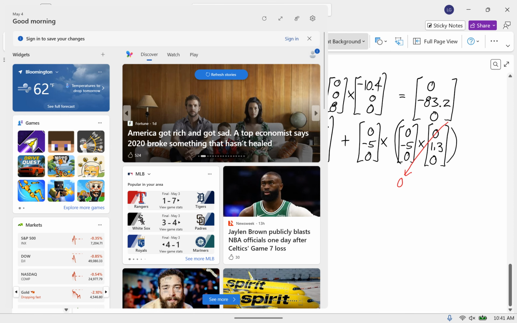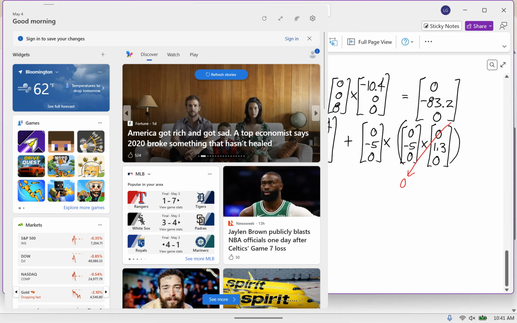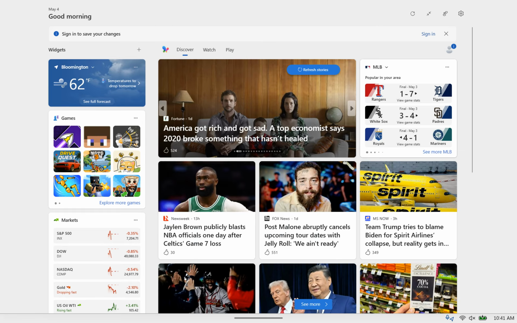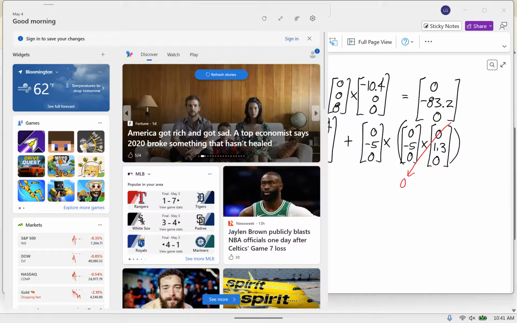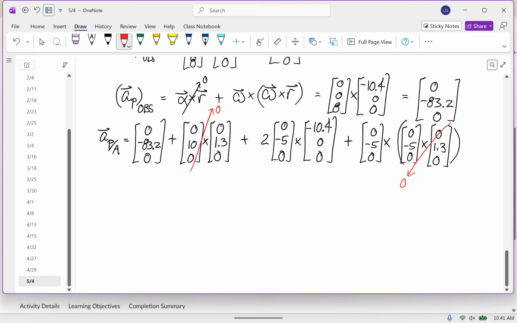Come on. My computer really wants me to get the news right now. So important. America got rich and got sad. That's what they want me to know. That's important. Know that already. Exactly. Or not that it got rich, but yeah. I think the part of America that got rich hasn't gotten too sad. It's just the rest of us.